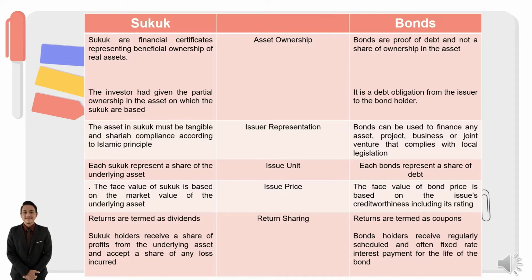In the aspect of issuer representations, the asset in the sukuk must be tangible and Sharia compliant according to Islamic principles, while bonds can be used to finance any assets, project, business, or joint venture that comply with local legislation only. In the aspect of issuer units, each sukuk represents a share of the underlying asset, while each bond represents a share of debt.